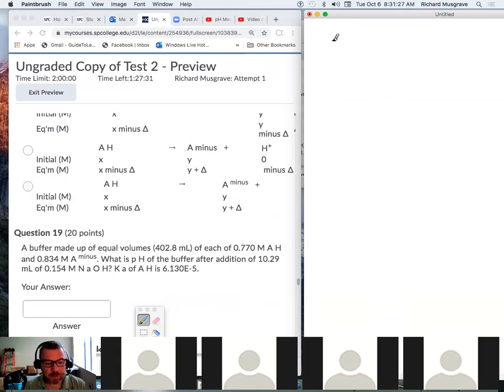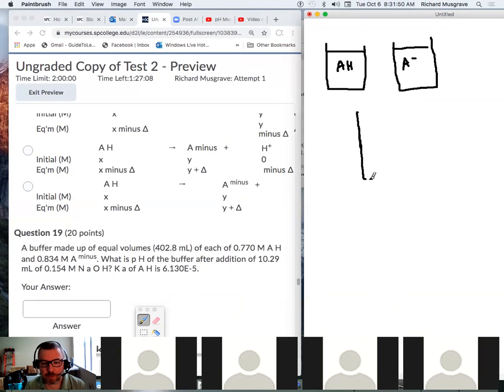So a buffer is made up of equal volumes of 402.8 mils of AH and A minus. So we've got our AH, we've got our A minus, and then we're going to put them together to form our buffer. And as you can see, that's going to increase the volume of the solution, which changes the concentrations of AH and A minus that we had there initially. In addition to that, it looks like we're adding sodium hydroxide. So OH minus gets added into the mix here. And we have to take account of that.